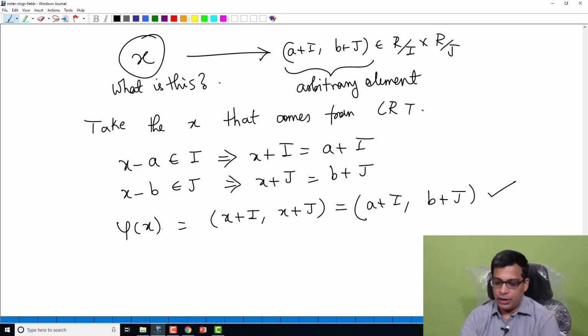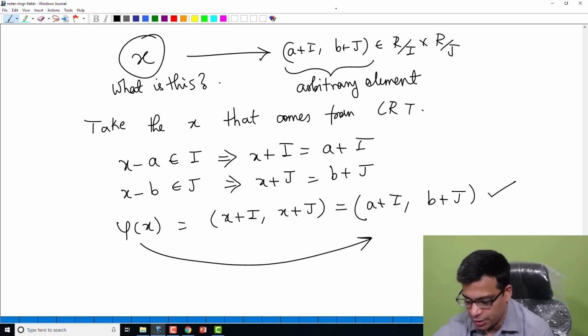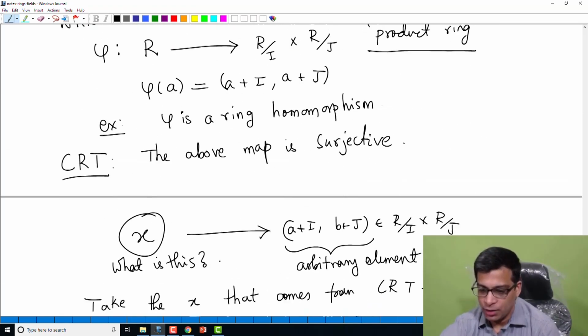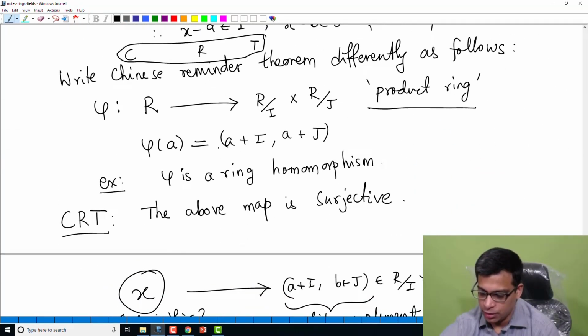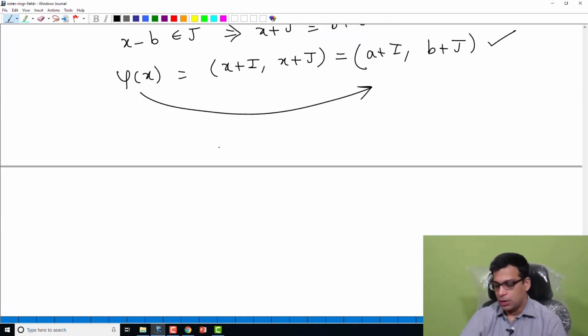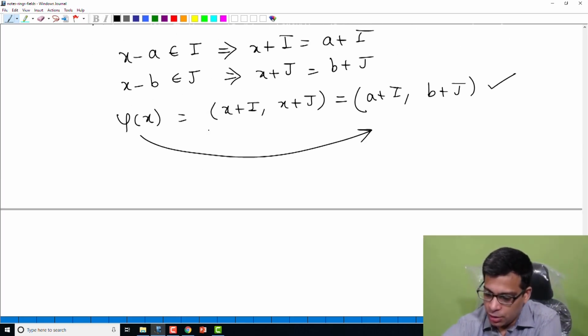Take an arbitrary element and I have shown that it has a pre-image. That means it is surjective. So, it is convenient to remember Chinese remainder theorem as saying that if you have two ideals in a ring R, I and J, whose sum is R, that is the whole point here, I plus J is R, then the natural map from R to R mod I cross R mod J is a ring homomorphism, a surjective ring homomorphism.